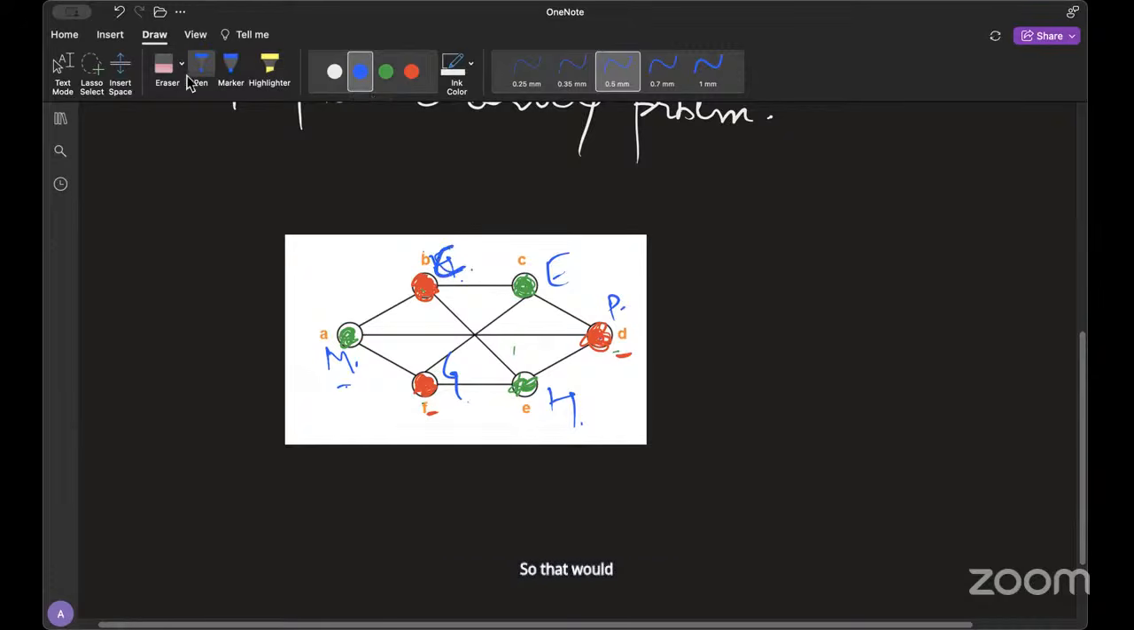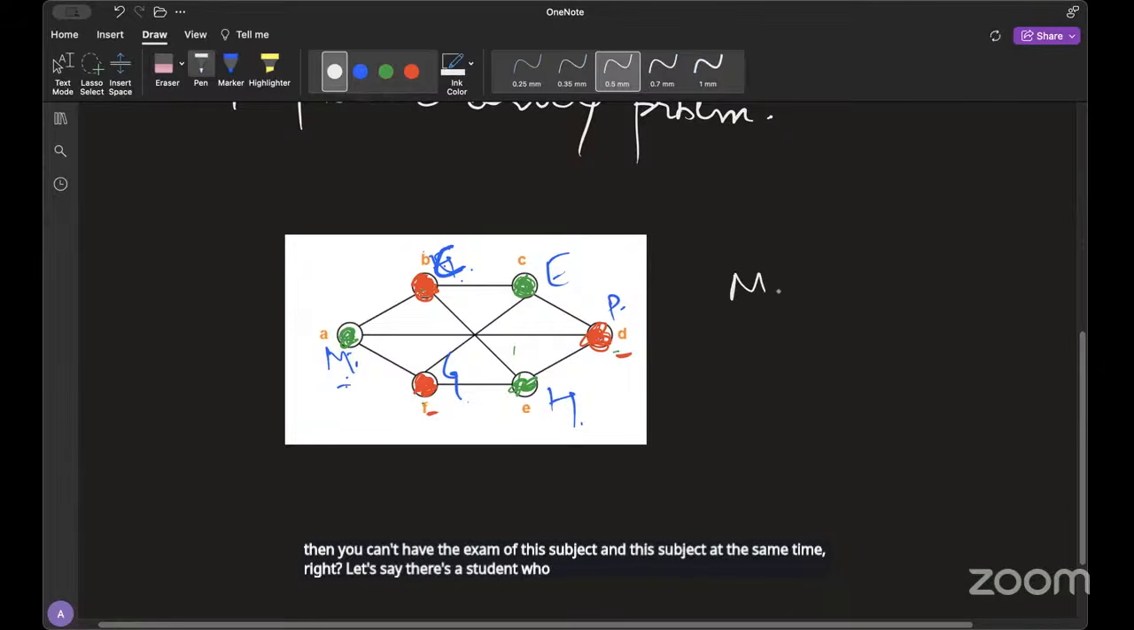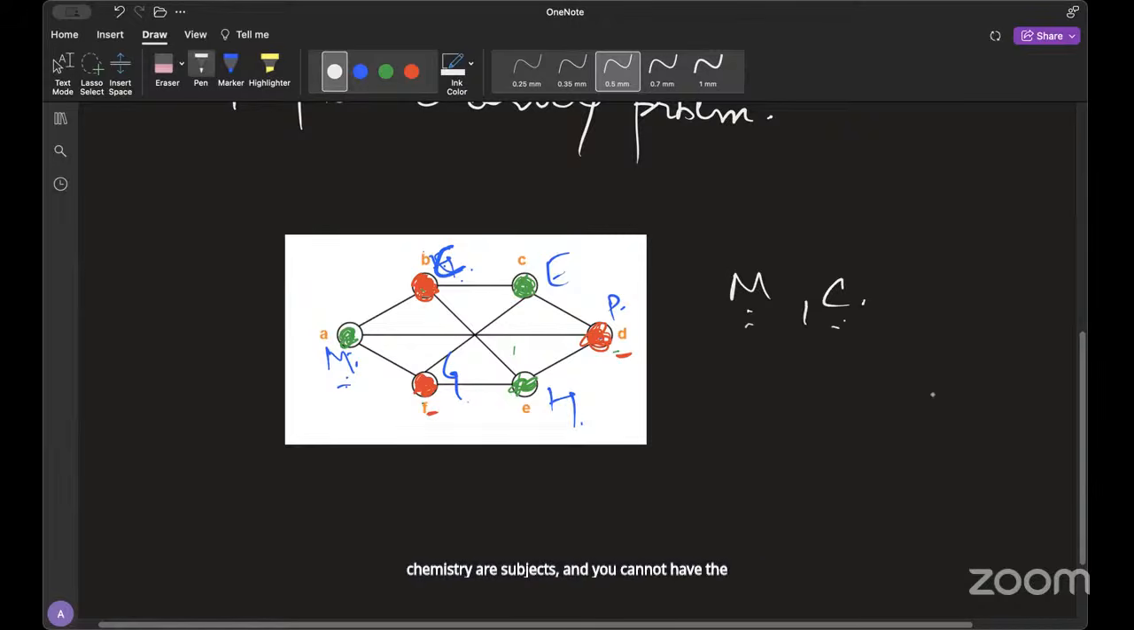So if these were the subjects, and let's say these edges represent, this is just an example, a student who has taken both these subjects. If there's an edge between two subjects, if there is a student who has opted for both this subject and this subject, then you can't have the exam of this subject and this subject at the same time, right? Let's say there's a student who has opted for both maths and chemistry, then you cannot have the exam of these two on the same date at the same time, right?